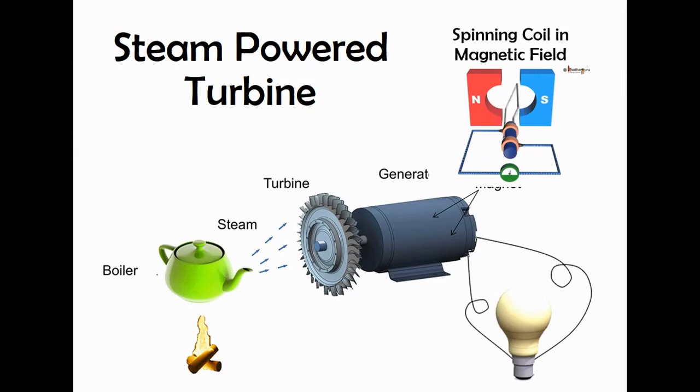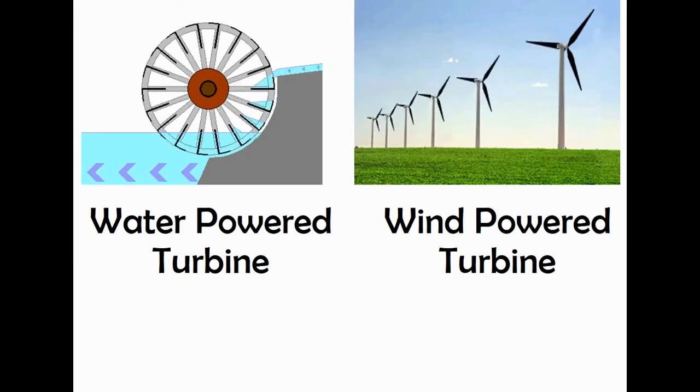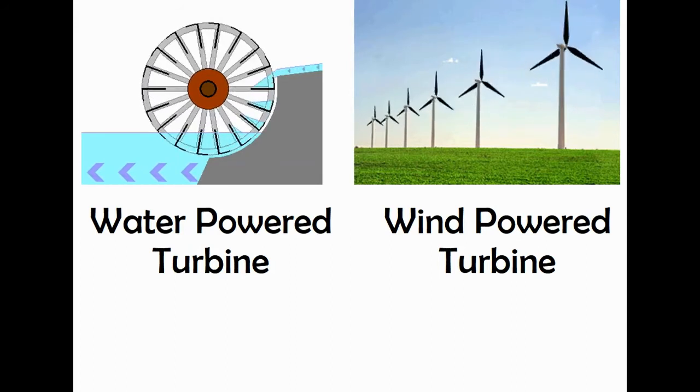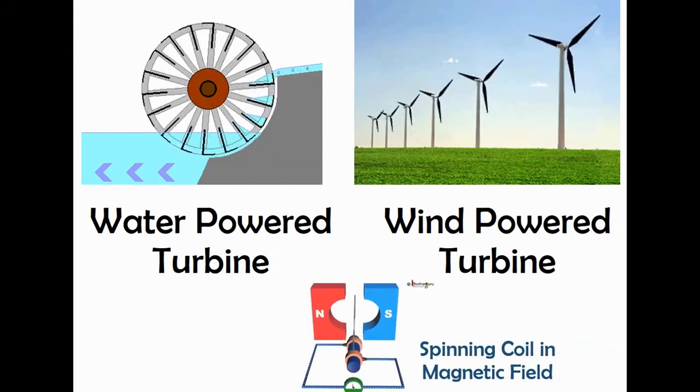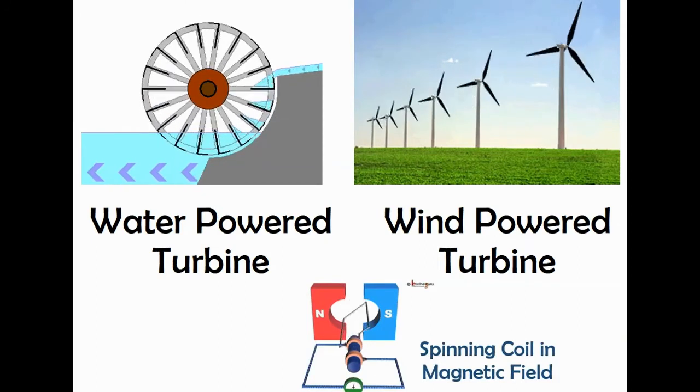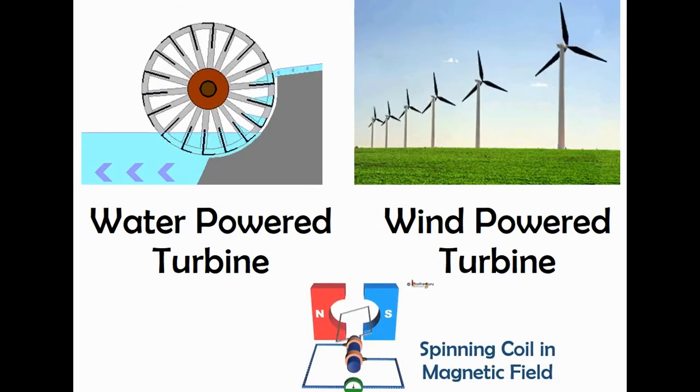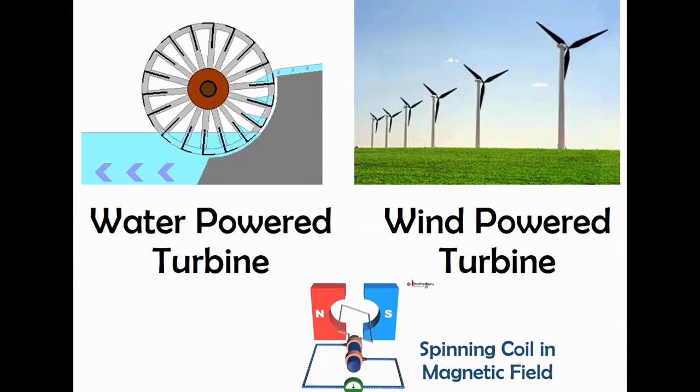Steam-powered turbines can be powered by many sources of fuel: coal, oil, nuclear fuel, geothermal power. But in essence, they are all spinning a coil in a magnetic field. Water-powered turbines and wind-powered turbines are also just methods of rotating a coil of wire in a magnetic field, thereby producing electromagnetic induction.